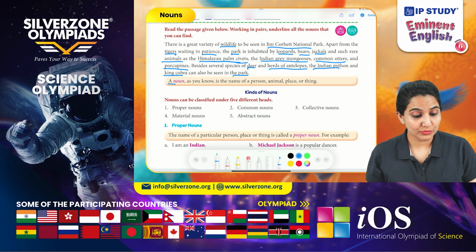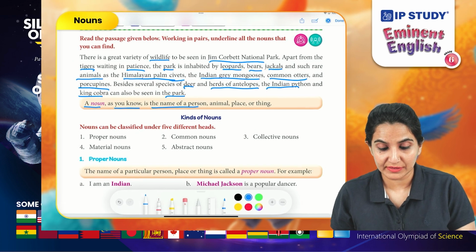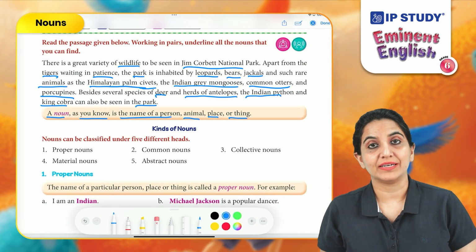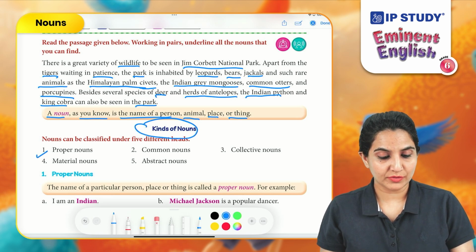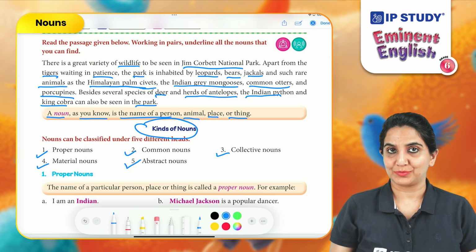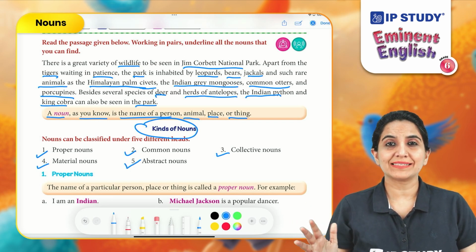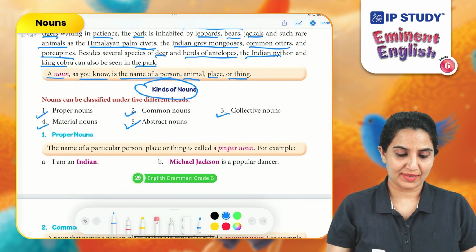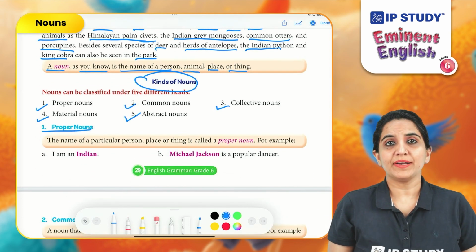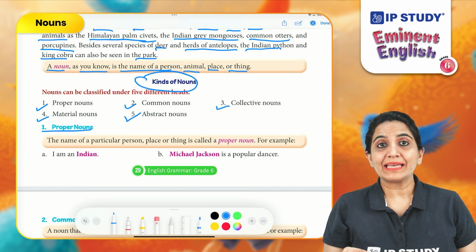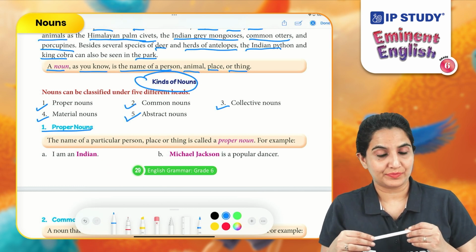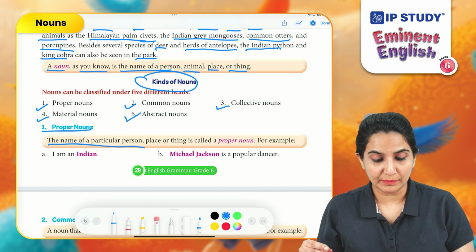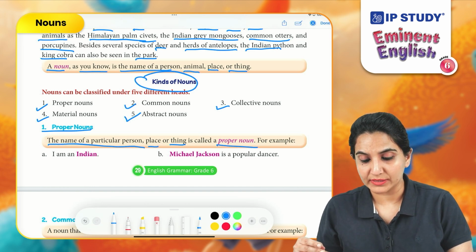So, a noun, as you know, is the name of a person, animal, place, or a thing. There are different kinds of nouns: proper nouns, common nouns, collective nouns, material nouns, and abstract nouns. Let us study all of these kinds of nouns in detail. Proper nouns. A proper noun refers to the name of a particular person, place, animal, or thing. So, the name of a particular person, place, or thing is called a proper noun.